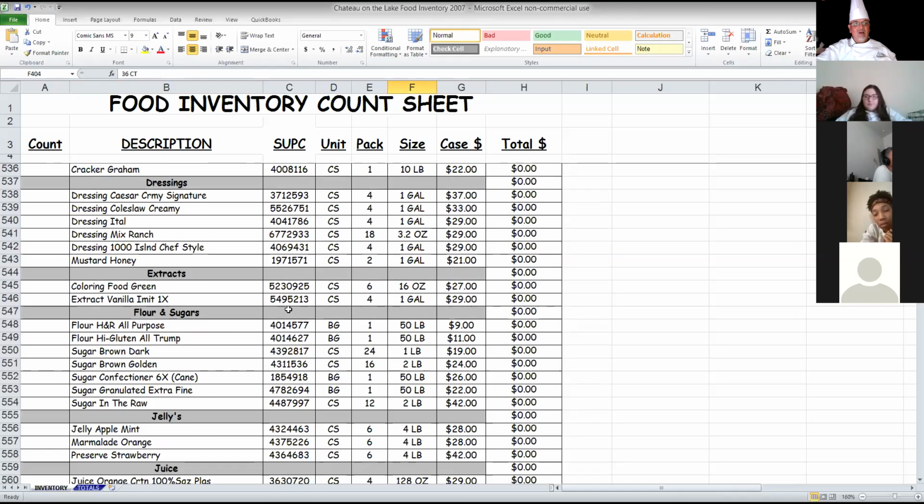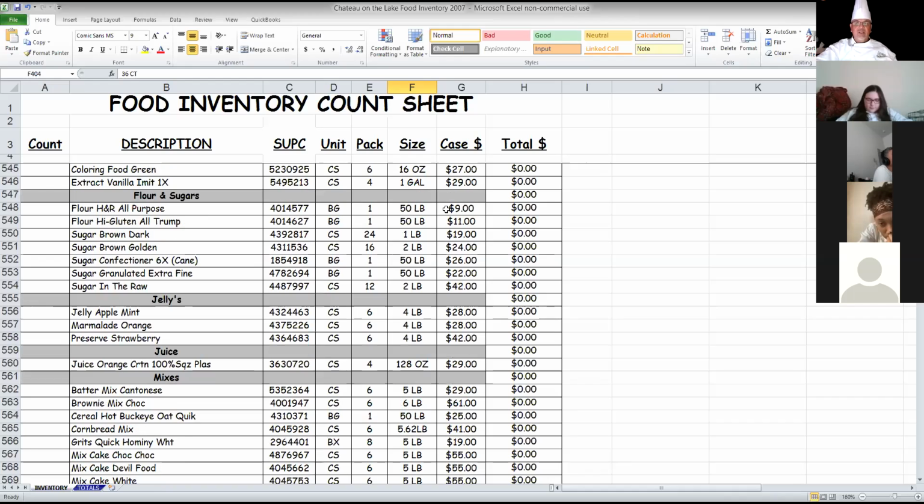There we go. Flours. Okay. All-purpose flour. You take $9 divided by 50 pounds. That's how much 1 pound of flour is going to cost you. Bread flour. Again, $11 by 50 pounds. Divide that by 50. That's how much 1 pound is going to cost you. Brown sugar dark, brown sugar golden, 6 times sugar, powdered sugar, $26 a 50-pound bag.